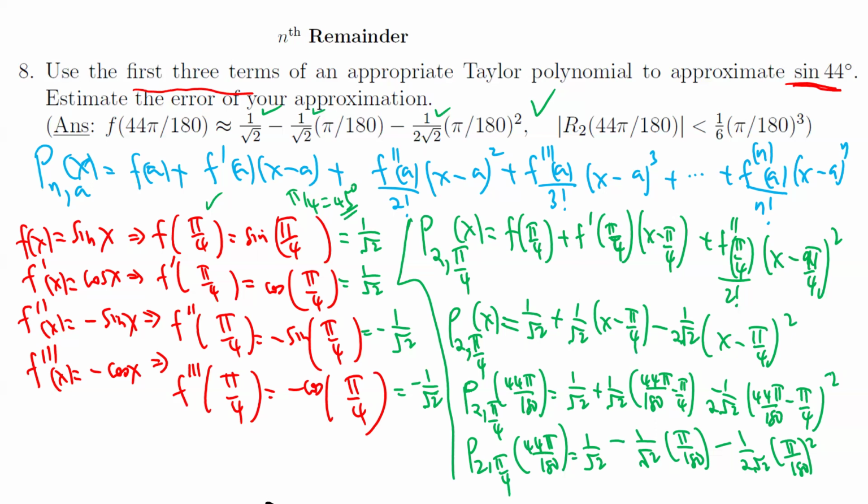But what does Taylor need? The Taylor method requires you to just know the formula, which is f of a plus f prime of a times x minus a plus f double prime of a over 2 factorial times x minus a squared, plus f triple prime of a over 3 factorial times x minus a cubed. That is exactly the formula you need.